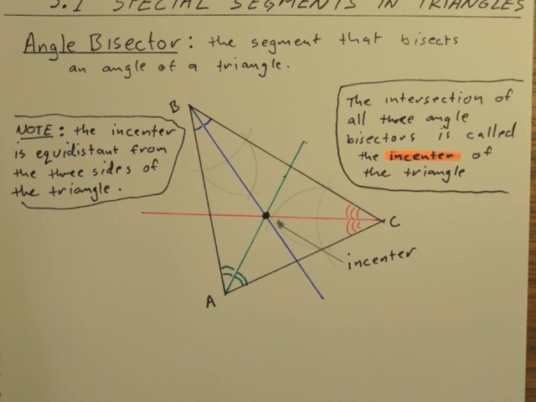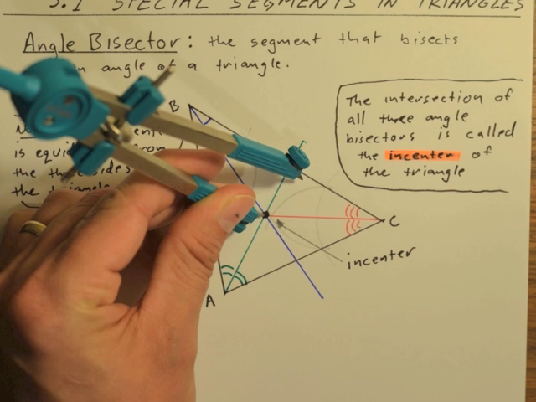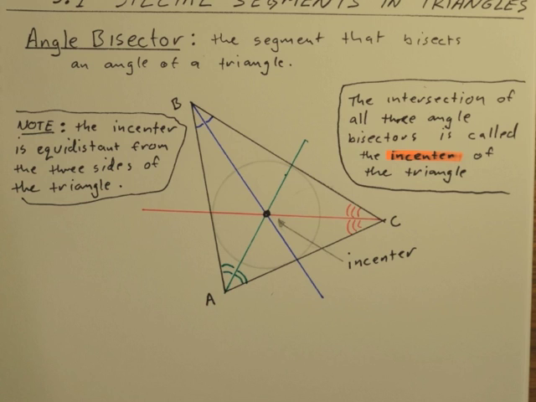A note about the incenter is the incenter is equidistant from all 3 sides of the triangle. In other words, if you were to, with a compass, put your point on the incenter and the pencil on as short a distance as you can get to the outside, you'd be able to inscribe a circle in that triangle using the incenter.